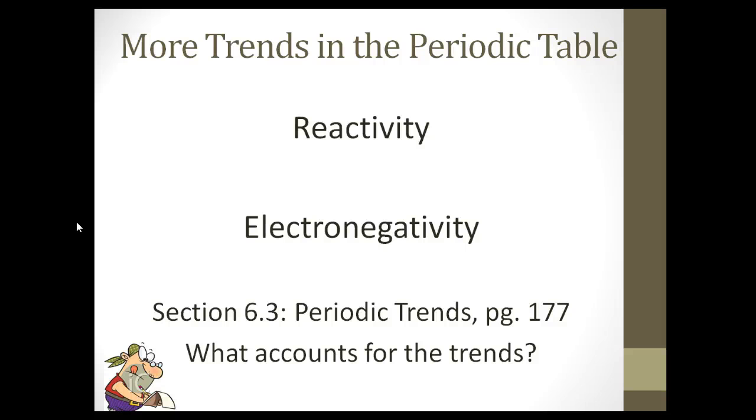I'm back. It's time to talk about more trends in the periodic table. So, last time we learned about atomic radius and ionization energy. This time we're going to talk about reactivity and electronegativity.